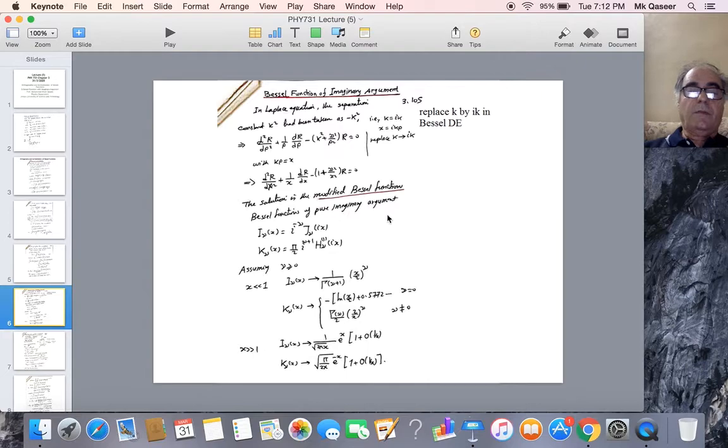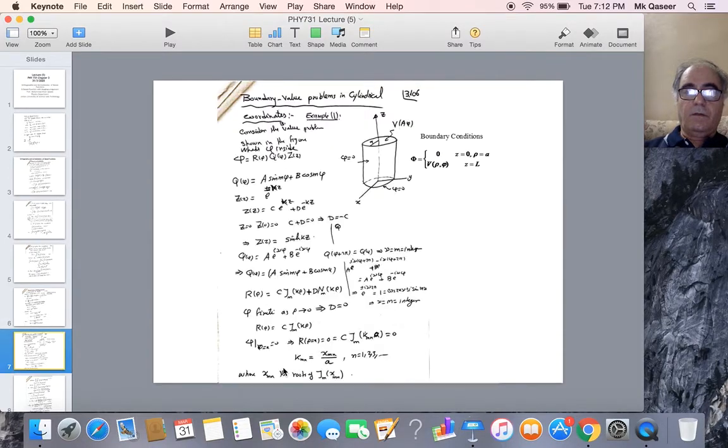Now the behavior of this function for small arguments for I sub nu is given by this expression, and for K sub nu is given by this expression. For large values of x, the asymptotic behavior is given by these two expressions. The first one for I sub nu and the second one for K sub nu. Now let's apply an example. Here we have a cylinder, an empty cylinder.